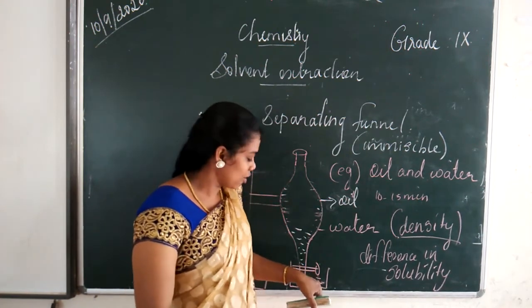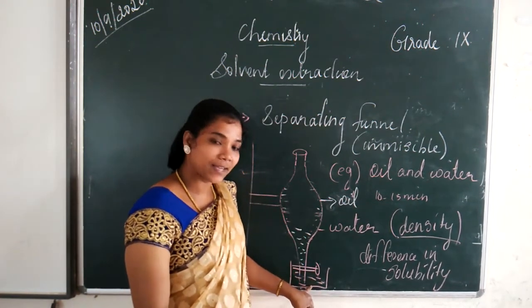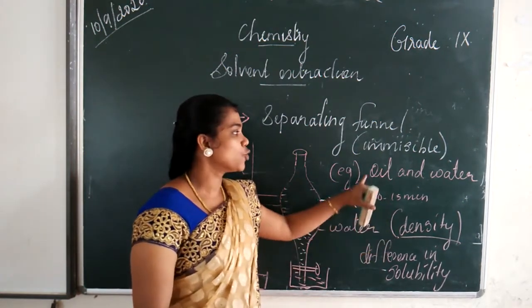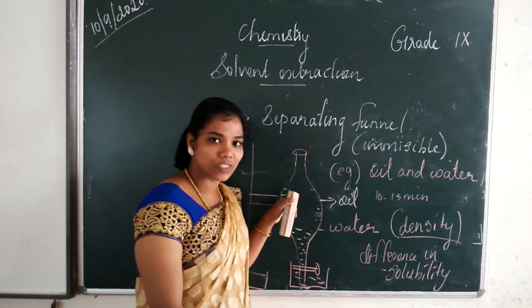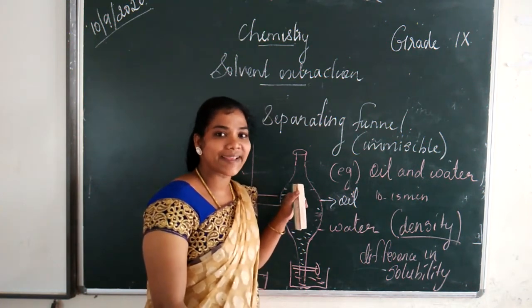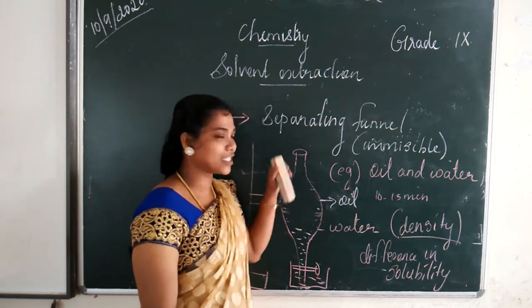Now what is separated? Water is separated in the beaker, and in the separating funnel, oil. Based on the density, the 2 immiscible liquids are separated by using what? Separating funnel. This is called as what method? Solvent extraction method based on separating funnel.